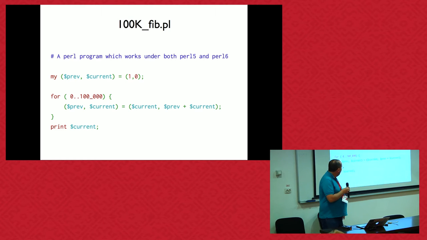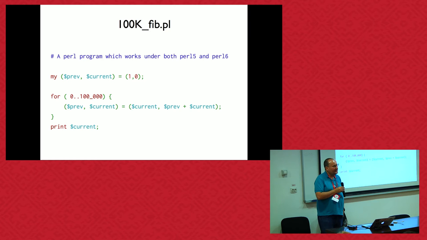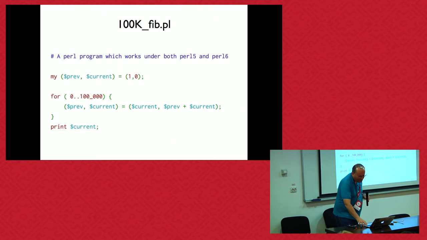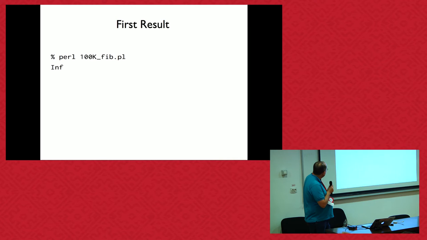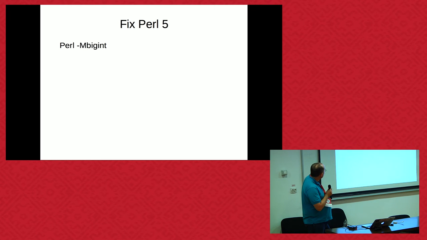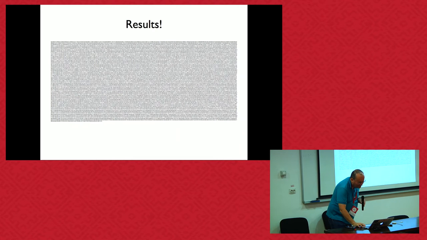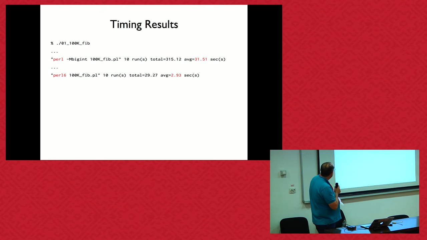Although, if anybody's a Ruby expert and wants to have a look at this, I'd be interested to know if that's the reason. Okay, so this program is quite interesting. This is a Perl program that works under both 5 and 6. It's a polyglot program. I went to the Perl 6 channel and asked if anybody had any suggestions for a good name for polyglot, and they suggested Perlygot. So a Perlygot program runs under 5 and 6. The first time I ran it on Perl 5, I just got infinity, because I have to pass bigint as a module in order for it to work. So when I did that, I got those results. Can everyone see that at the back? I probably should have used scientific notation, to be honest. Okay, so the timing results are, again, that Perl 6 is about 10 times faster. And that's with the same code.